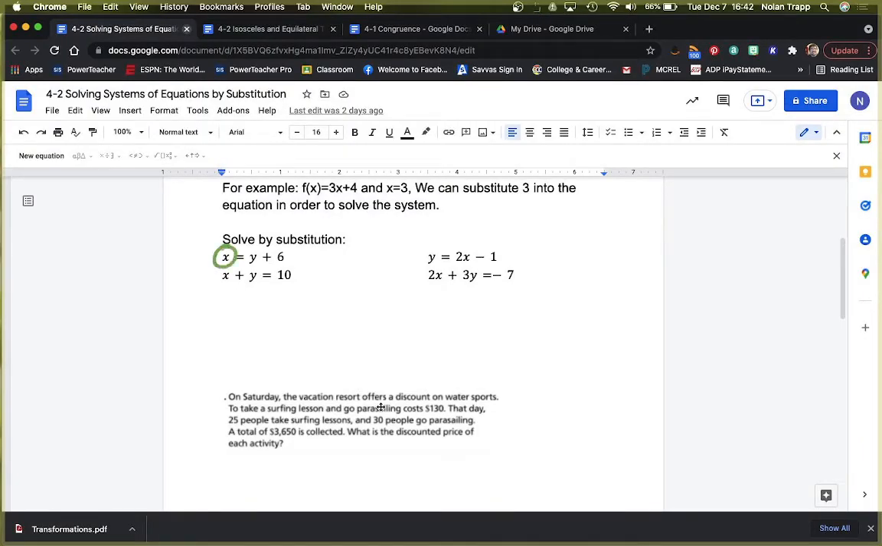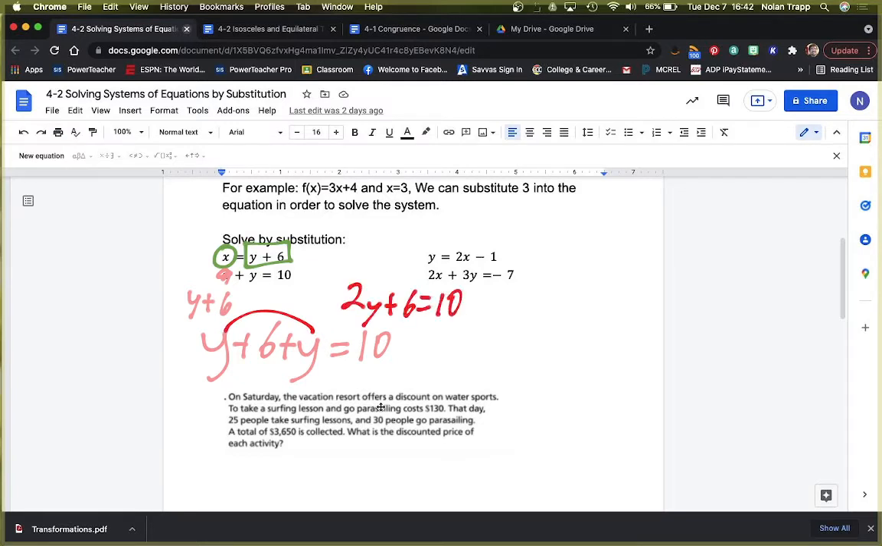I know that x equals y plus 6. So I'm going to substitute y plus 6 for x. So I'm going to have a new equation where y plus 6 plus y equals 10. Put my y's together, I get 2y plus 6 equals 10. Minus 6, 2y equals 4. Divide by 2. I find that y equals 2.